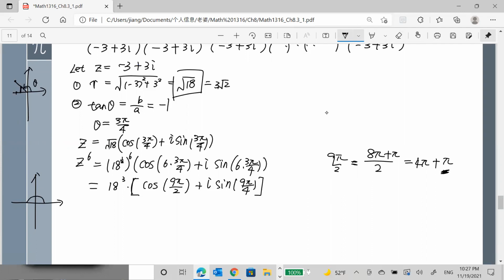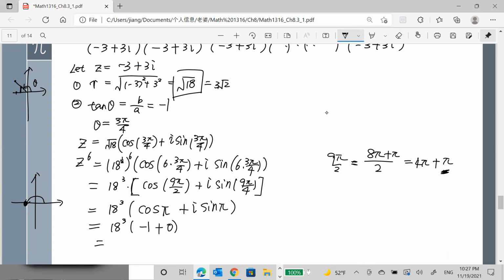So the pi is from here to here, right? The point must be here. That means 18 cubed times cosine pi plus I times sine pi. Oh, why did I say pi over 2? The point is pi. Sorry. Then plug in the values: cosine pi is -1, and sine pi is... oh, sorry, it's 0.